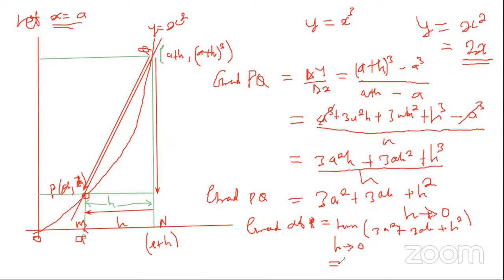So when h tends to 0, this term here will become 0. The h squared will also tend to 0. So in other words, we shall remain with 3a squared. So now that would be the gradient at point P. So finally, what is the gradient function of y equals x to the power 3?